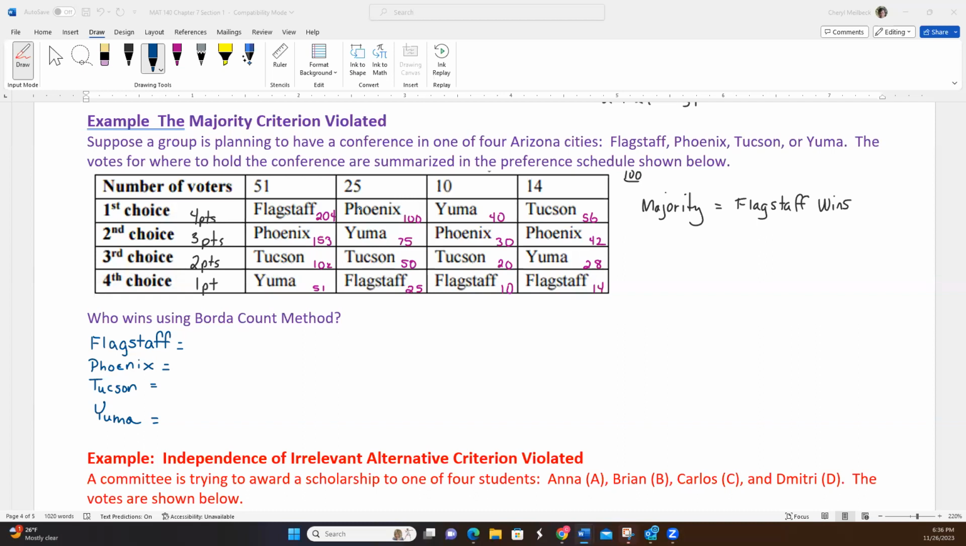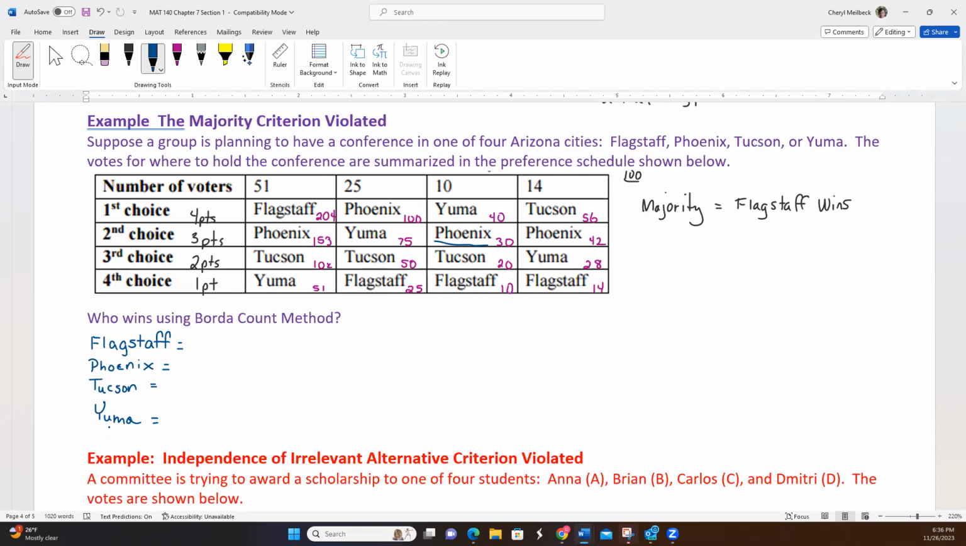So what we've done is in each of these places on the table, we put how many points that was worth. So for example, Phoenix here was in 2nd place, which was worth 3 points. Since there were 10 votes in this column, Phoenix will get 3 times 10, or 30 votes in that box. And that's how we filled in all these boxes.